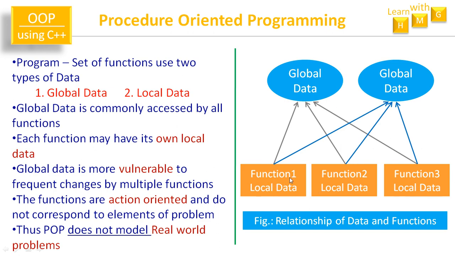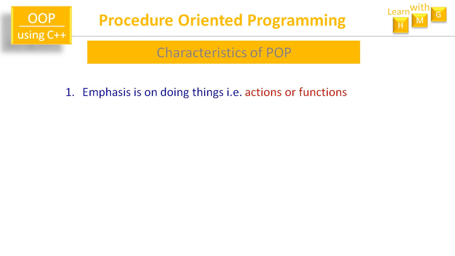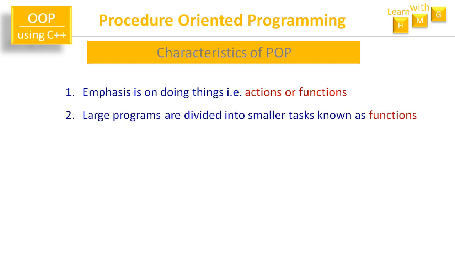So like this, every function operates on its own local data plus global data. So this is the scenario of procedure oriented programming. Let us see the characteristics of POP. The first characteristic is that the emphasis is on doing the things, that is the action or functions or procedures. So these are the synonymous terms.